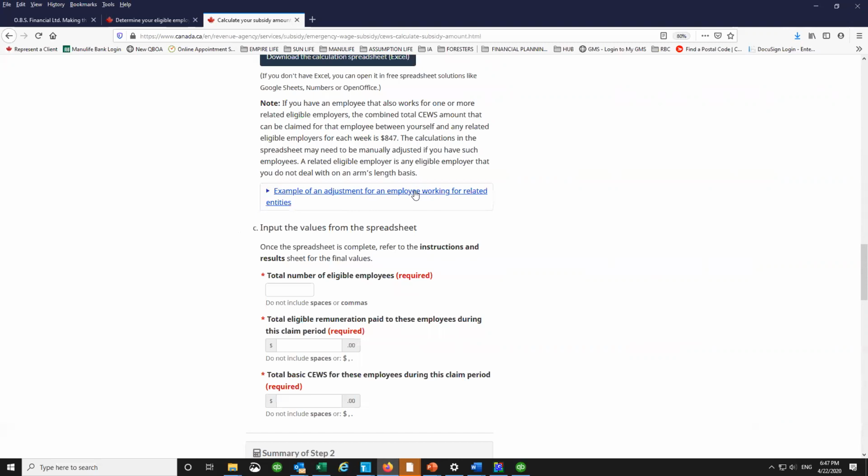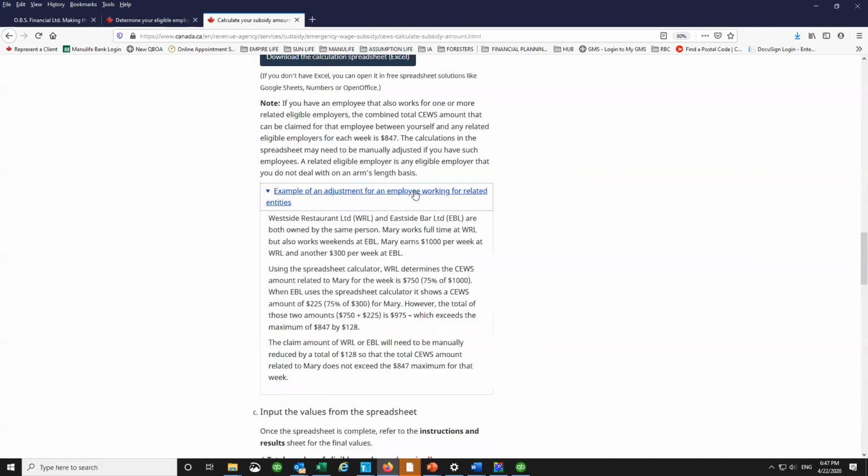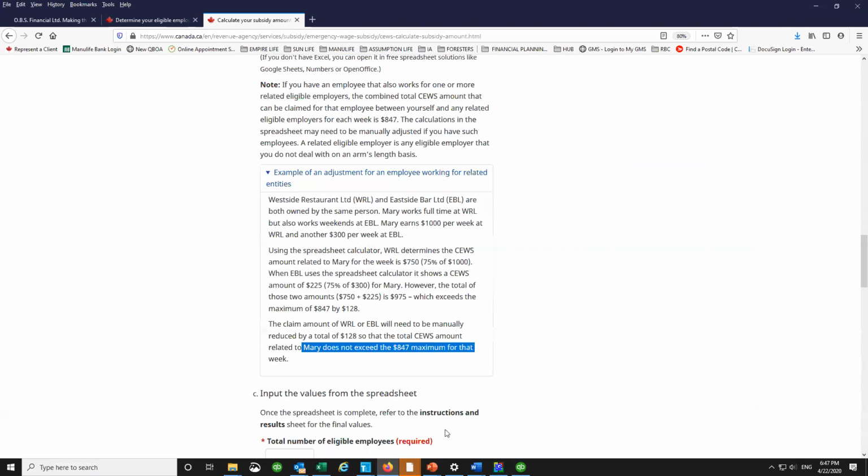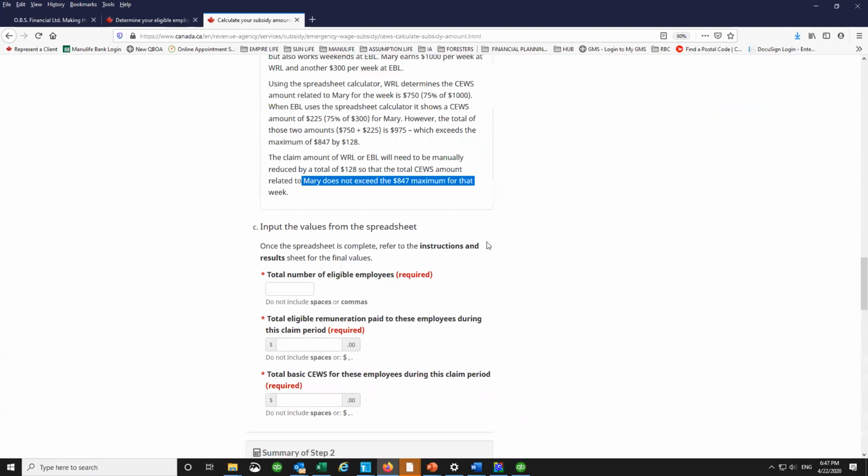For those that aren't incorporated and are run as sole proprietorships, if you own two businesses, and this is kind of what it talks about, you own Westside Restaurant and Eastside Bar, and you have Mary who works full-time at one and part-time at the other, the spreadsheet calculator will determine the amount that they're allowed, but you also have to make sure that Mary does not exceed the 847 maximum for that week, or for each week. So that's important to understand.